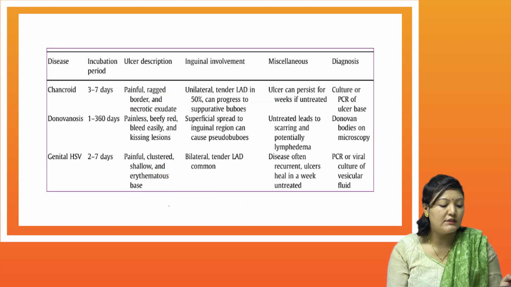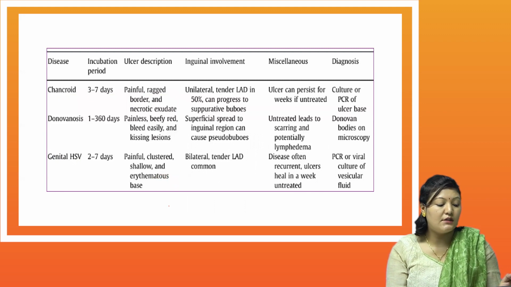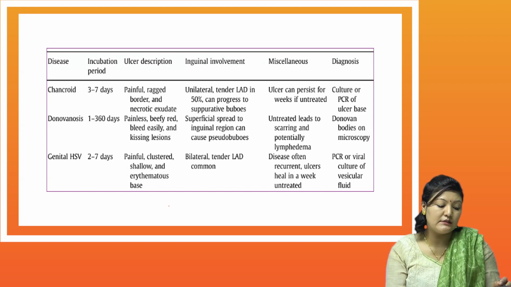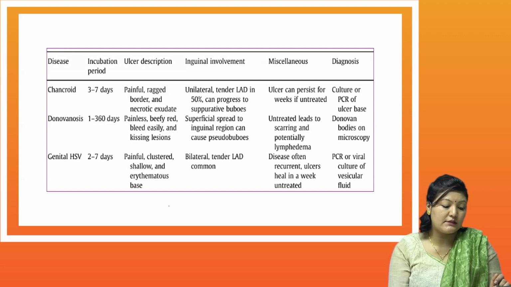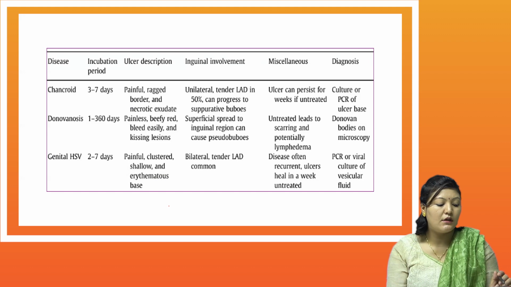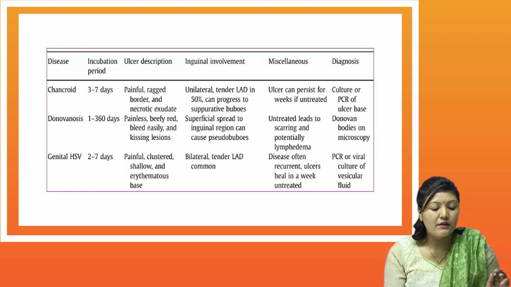Now, in this chart, we are showing a comparison between chancroid, donovanosis, and genital herpes. The incubation period is the shortest for chancroid, that is 3 to 7 days. Donovanosis lasts from 1 to 360 days, and genital herpes simplex virus, that is 2 to 7 days. Talking about the ulcer, chancroid has a painful ulcer. Genital herpes is also painful. Donovanosis is also to some extent painful, but it is beefy red, and there is inguinal involvement.